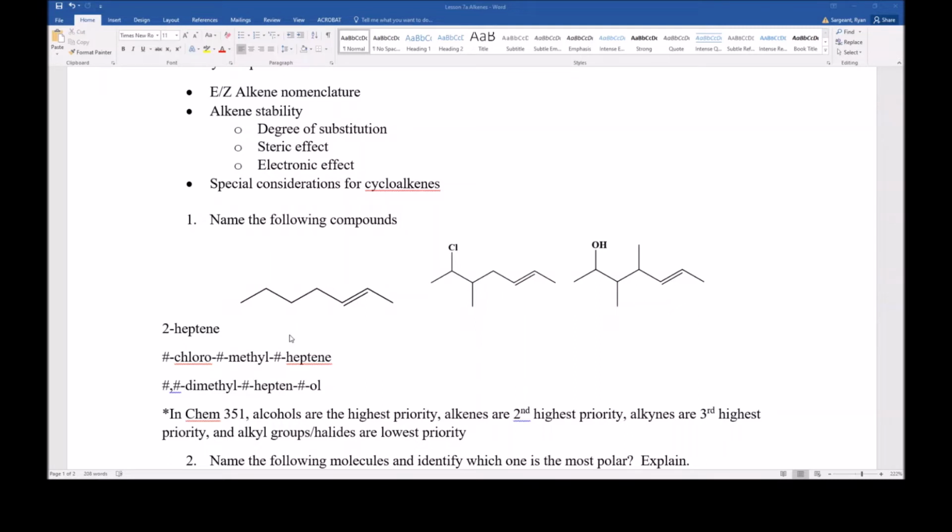That sounded pretty dark. In the only time that you'll need to take Chem 351, because you're definitely going to pass the class. All right, so we didn't have to worry about priority competitions because in this first compound, there was only one thing on it.